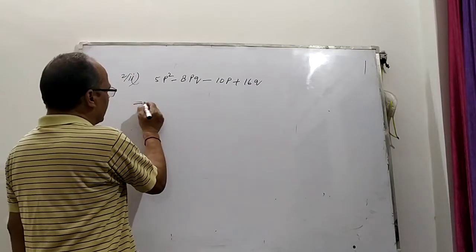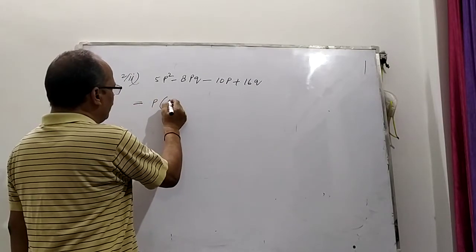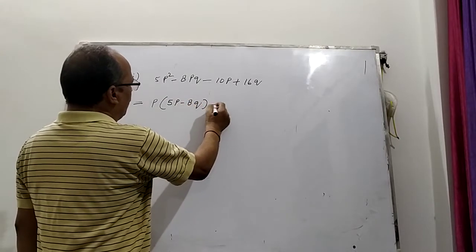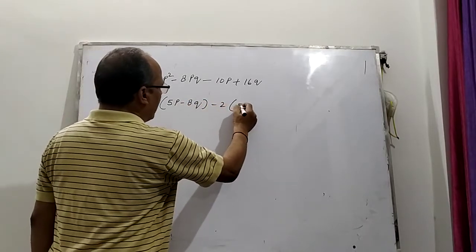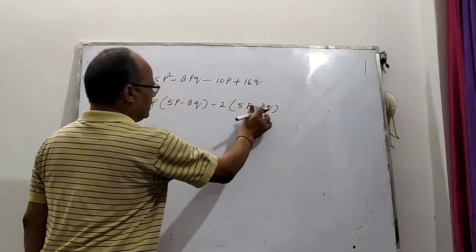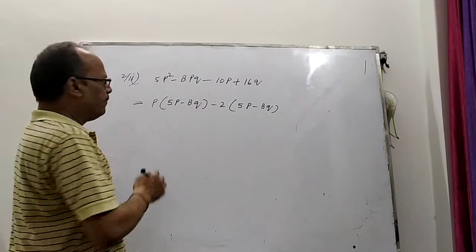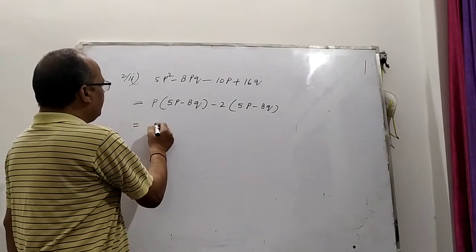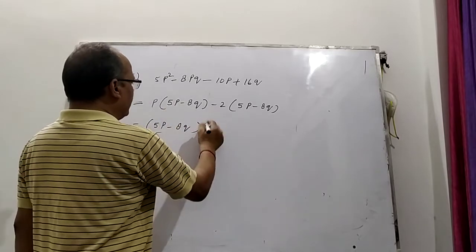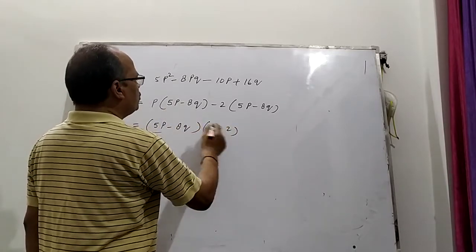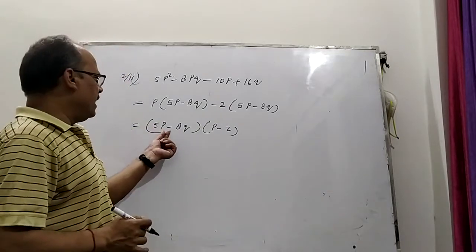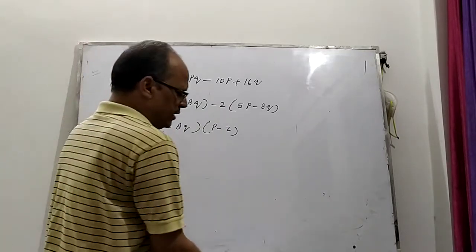Okay, now it is correct. So p is common, 5p minus 8 cube. Or minus 2 is common, 5p minus 8 cube. You see, this and this are the same. So 5p minus 8 cube. What will remain here? p minus 2. Here p, here minus 2. Now the factorization is 5p minus 8 cube and p minus 2.